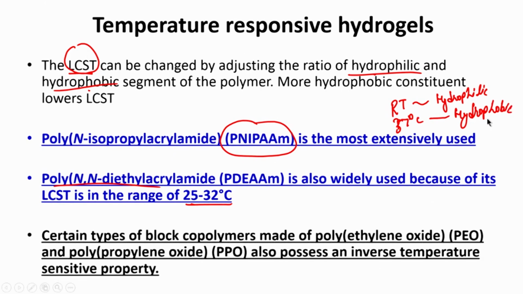Certain types of block copolymers can also be used. Obviously these molecules have both hydrophilic and hydrophobic domains, but you can combine two polymers. One is PEO, which is nothing but PEG, which is hydrophilic, and you can have PPO, which is hydrophobic, and if you combine them you will cause this property of LCST as well.